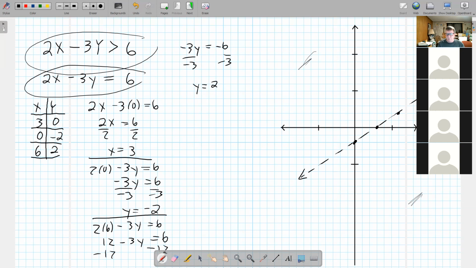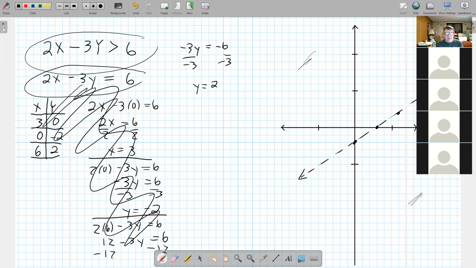So what I'm going to do now is abandon all of this work in terms of the equals. That was to establish where the line was. And since it doesn't include equals in the actual inequality, it's a dotted line. I'm going to pick a test point. I'm going to pick some point that's not on that dotted line. 0, 0 is always a good test point. So I'm going to pick that. I want to call that my test point. Here's the deal. My solution is going to be everything above or everything below that dotted line.